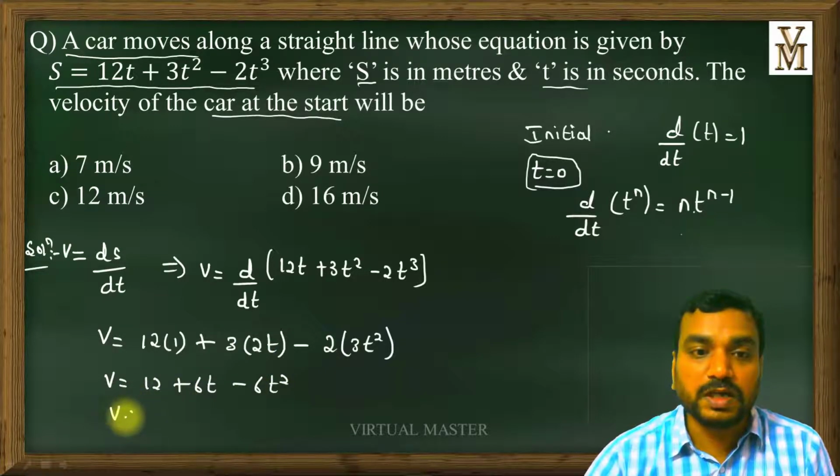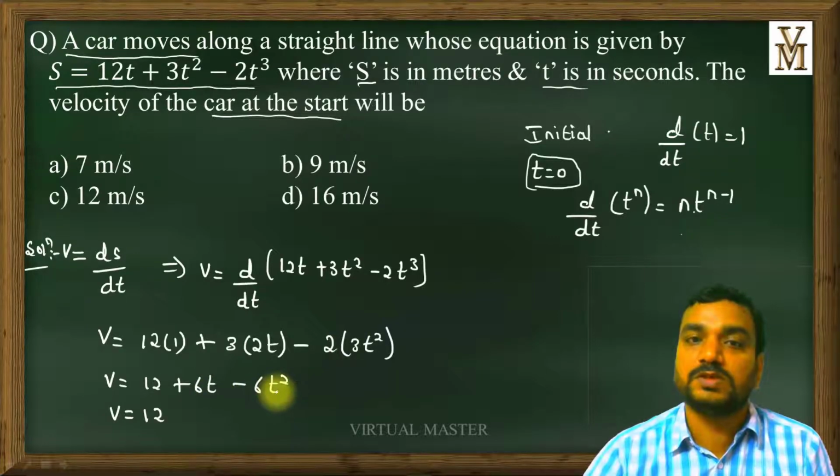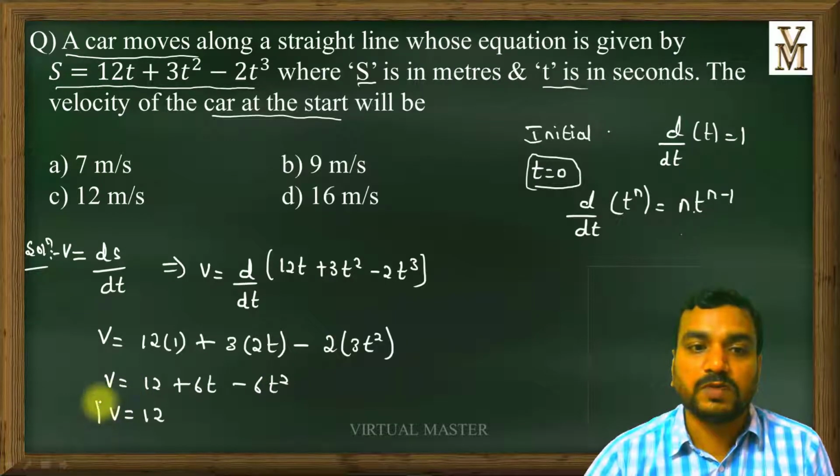After substituting t equals to 0, I am going to get 12. Because t is equals to 0, 6 into 0 will be equals to 0. T square will also be equals to 0. So 6 into 0 is 0 only. So what will be left? Only v equals to 12.